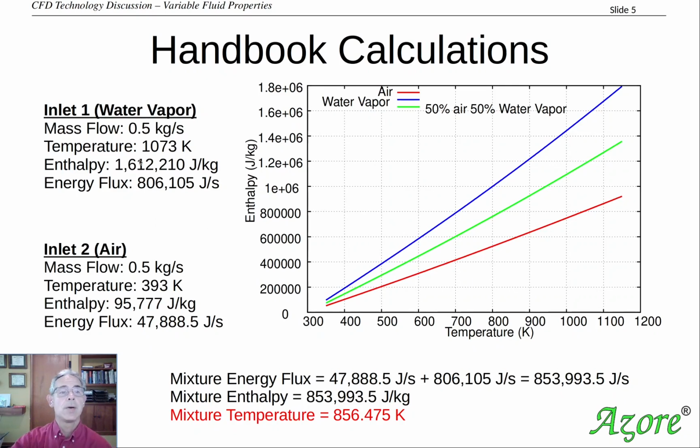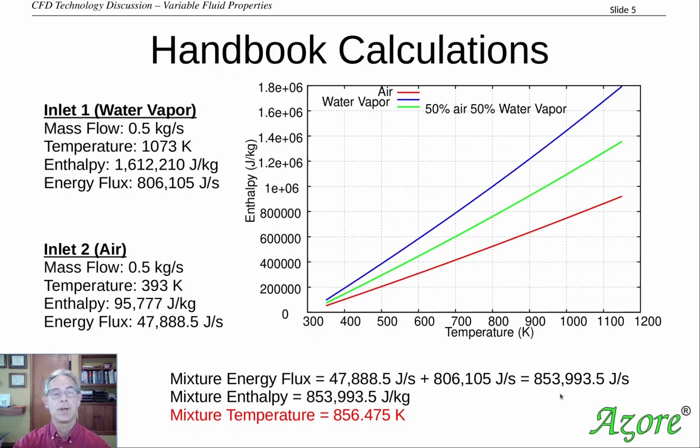Once we know the enthalpy level and the mass flow rate, we can multiply those two together, and that gives us the total energy flux for this species coming into our model. And if we add the total energy flux for both of these, we can get the total energy due to these 2 gases coming into our model, which is this value right here.